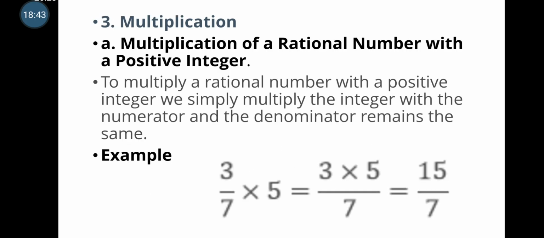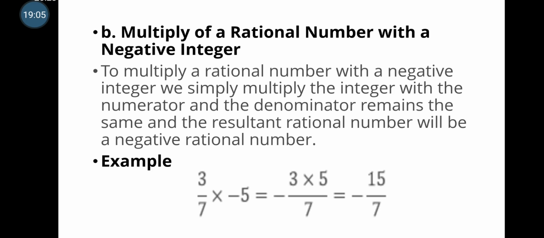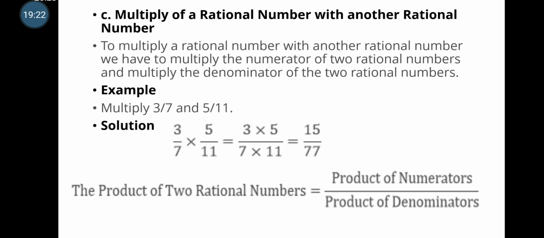Then multiplication. Multiplication of a rational number with a positive integer. Suppose one is a fraction and the other number is an integer. How to multiply it? To multiply a rational number with a positive integer, we simply multiply the integer with the numerator and the denominator remains the same. Only the numerator alone you will multiply and the denominator will be the same. Then multiplication of a rational number with a negative integer. That step is also the same. You multiply the numerator alone and keep the denominator the same. Since one number is negative, we will have a negative rational number.